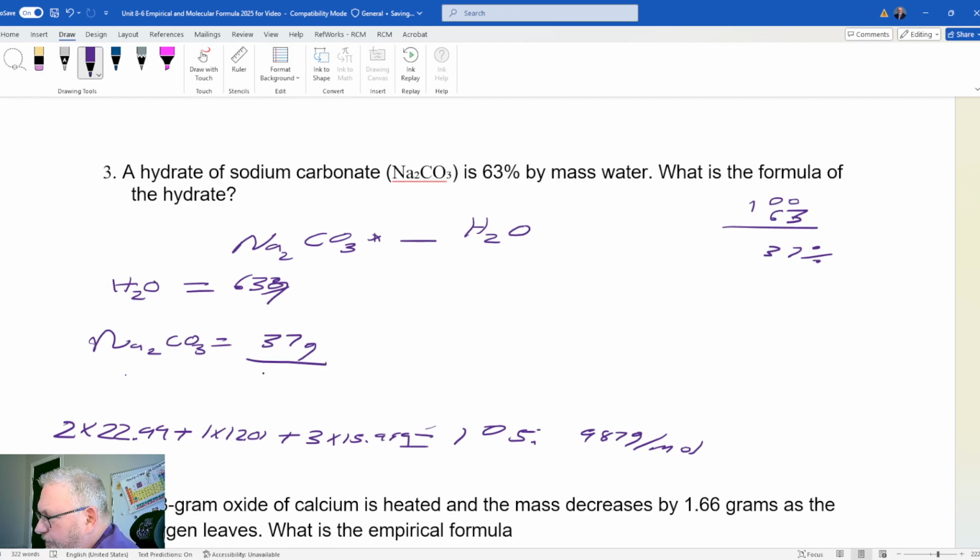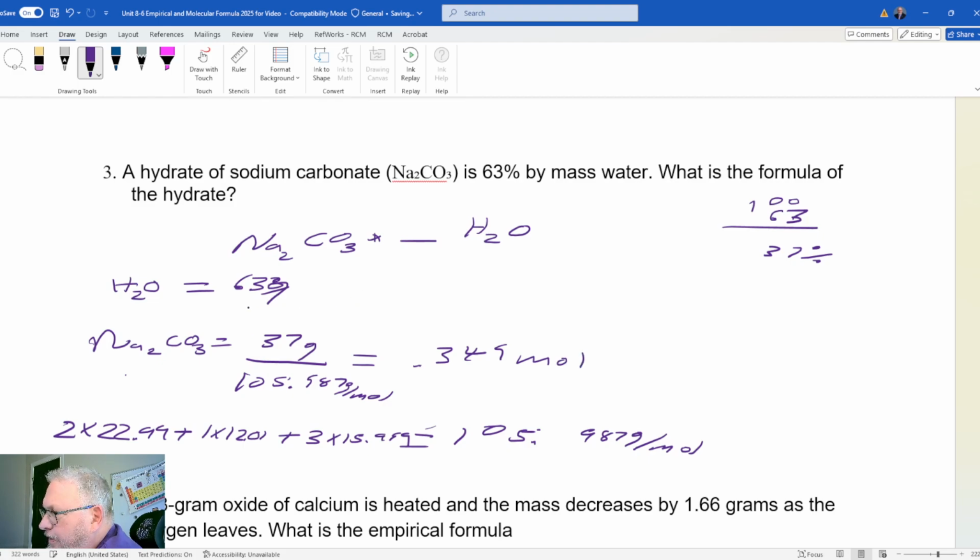So let's convert this into moles. So that's going to be 105.987 grams per mole. And I think this will work. So that's 37 divided by 105.987. So I get 0.349 moles. I divided the sample mass by the molar mass, so that should give me moles.